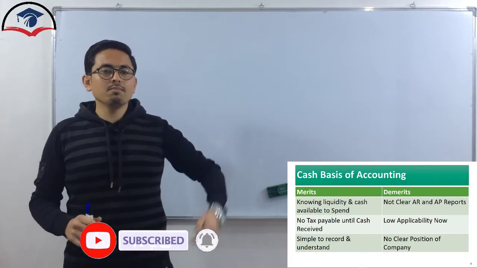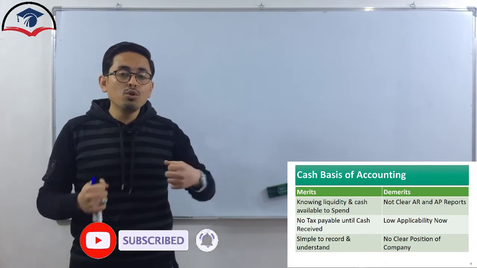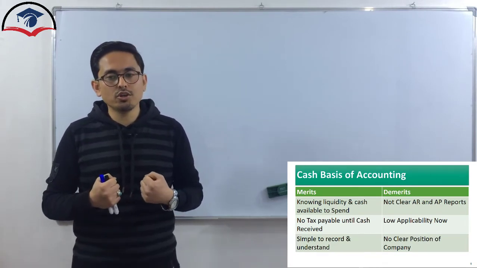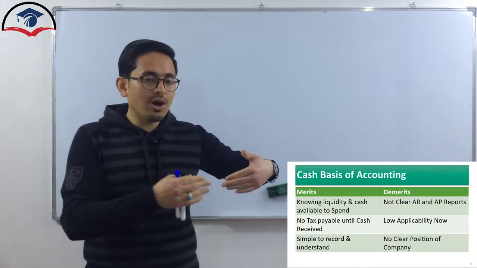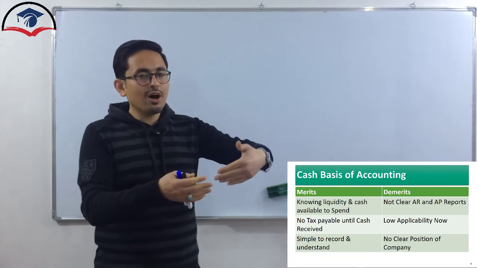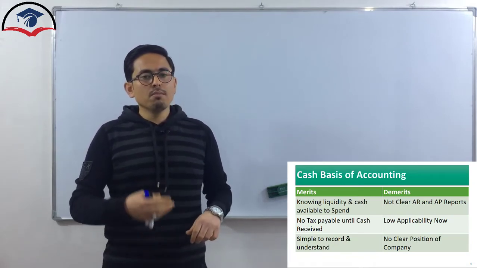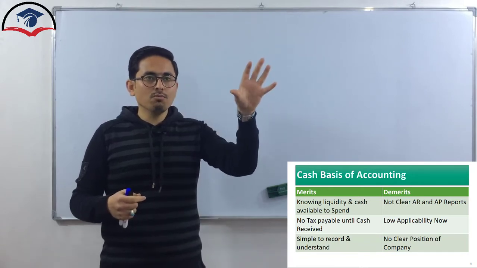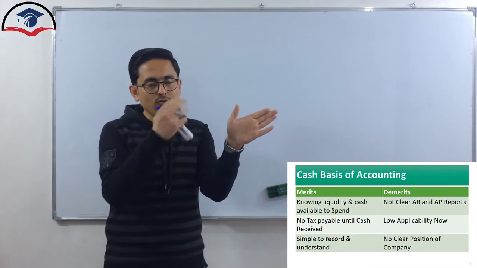The best and simplest merit of cash basis of accounting is that you know your liquidity, you know your cash position, you know how much cash you have, and you will go as per that to spend. You know how much cash you have received during the period. But under the accrual basis, they will show how much revenue is earned. Maybe the cash basis is not matching that. We will come to that.